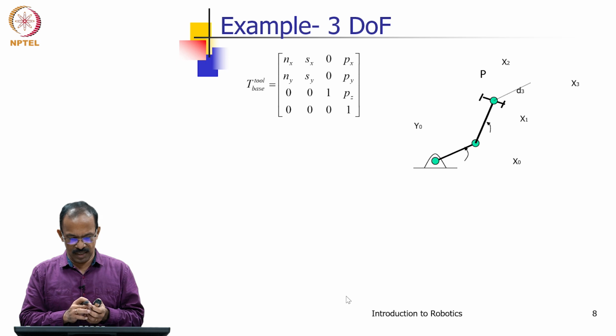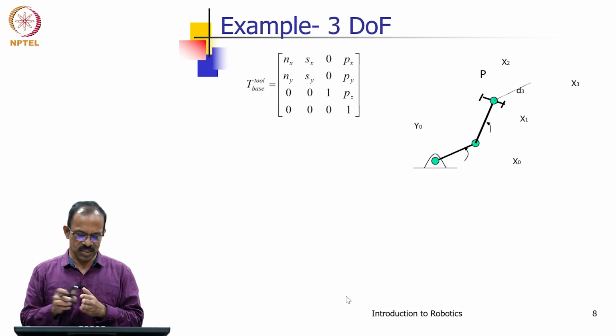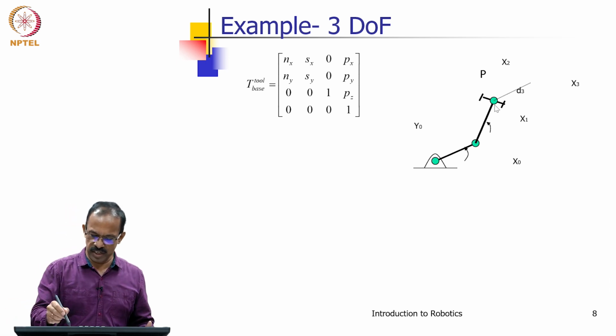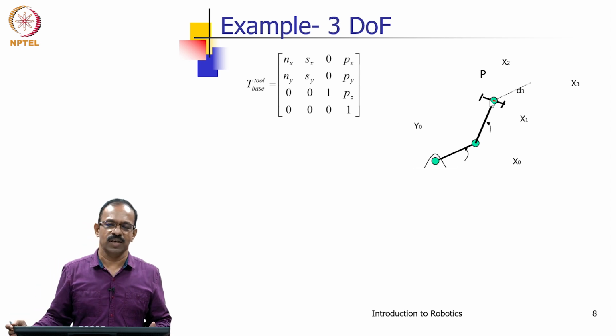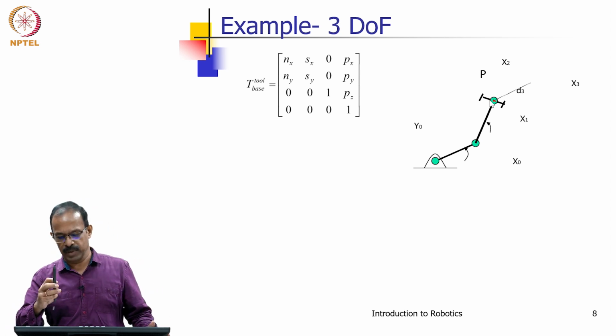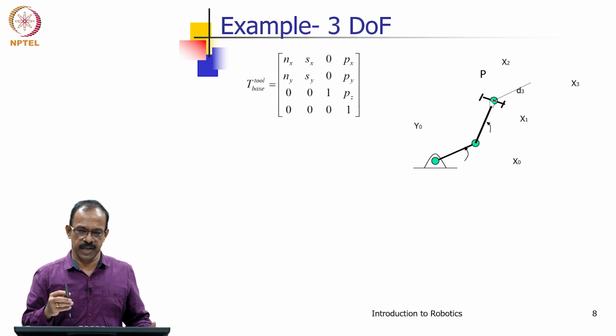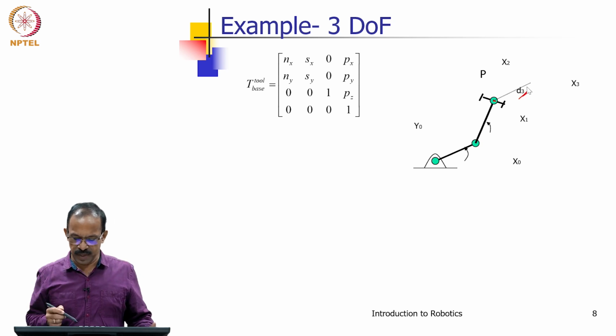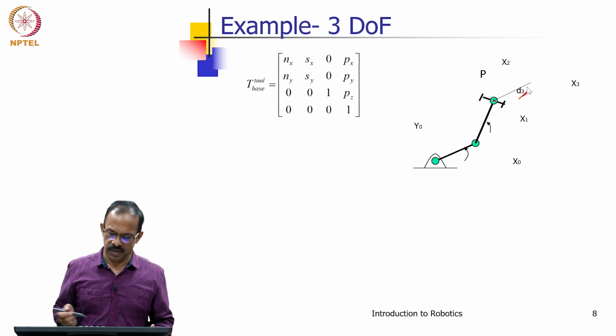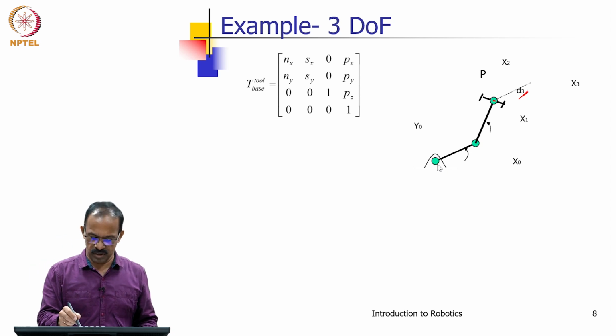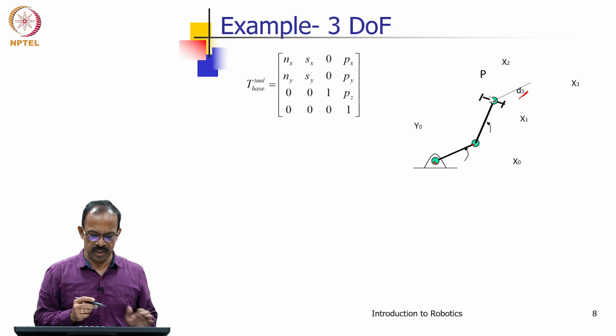Okay, so this is the 3 degree of freedom case. So, we assume that there is another joint here, and this manipulator is projecting out from the plane with the distance d3, and then you have the other joints, joint 1, joint 2, and you have another joint 3.